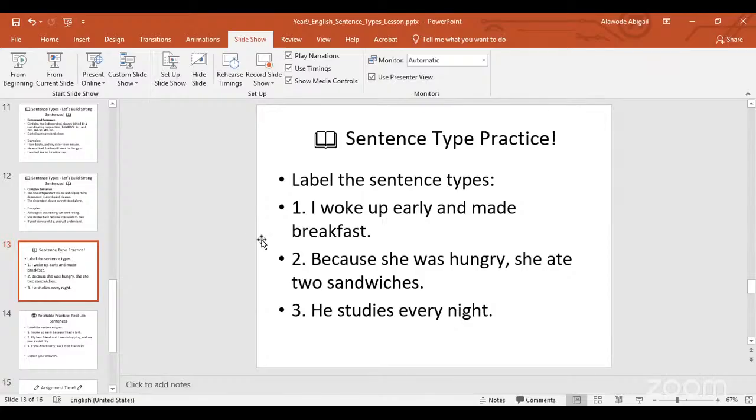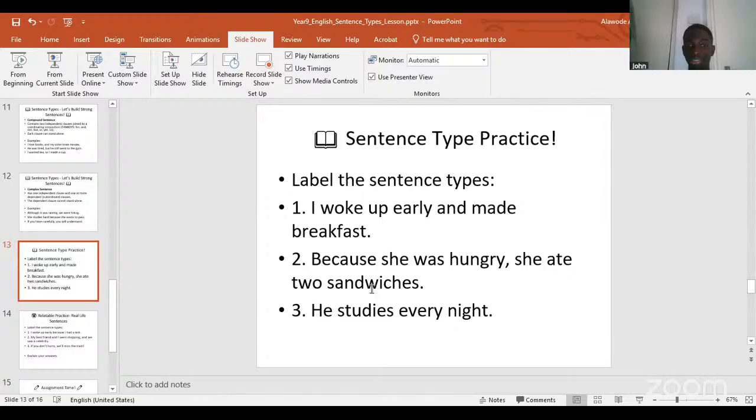Okay. So you're supposed to label the sentence type. I woke up early and made breakfast. That's complex. You have to tell me why you think it's complex. Because it has and. When we use and, it's complex. I'm sorry, compound. Because and is from FANBOYS, remember. All right, number 2, read it out and tell me what it is.